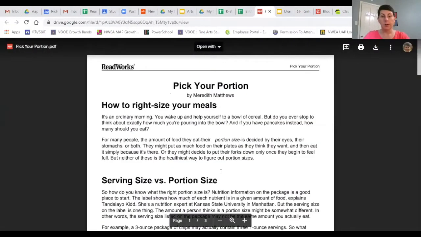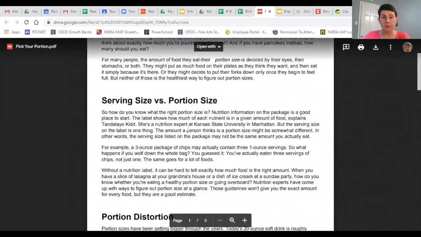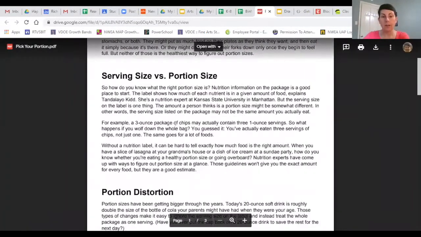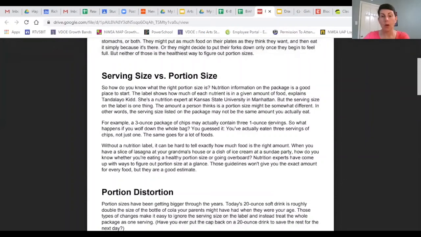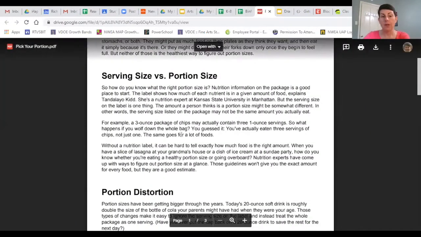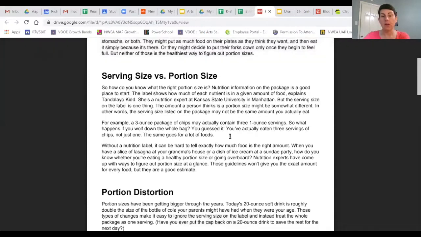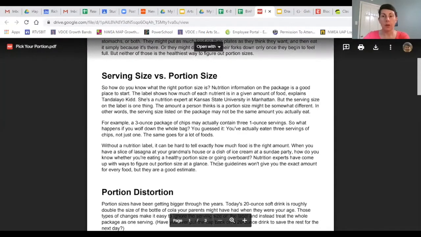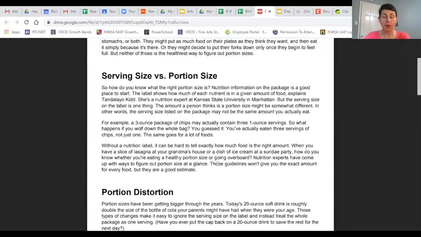Well, if I look at the article here, and I go down to this serving size versus portion size, it said a 3-ounce package of chips may actually contain 3 1-ounce servings. So what happens if you down or wolf the whole bag? You guessed it, you've eaten 3 servings of chips. So I have to go on and extend even further. Not only have I eaten 3 servings of chips, but I've overeaten my suggested serving size, and I've probably consumed more calories than what I originally intended.